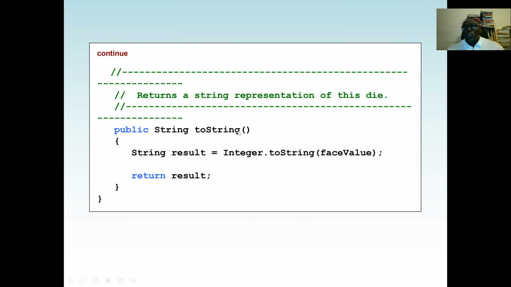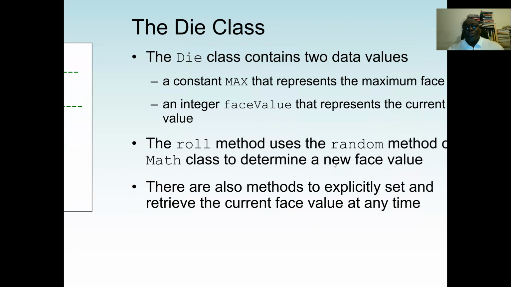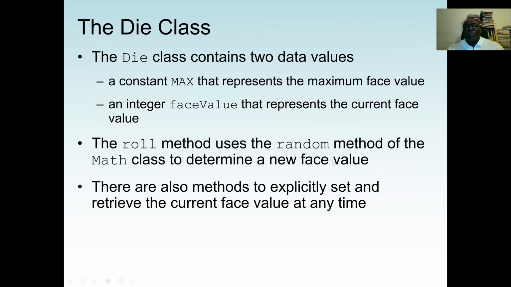So this method, we don't call it. When we have System.out.println, this will be automatically called. And what we need here is Integer.toString of face value. So the face value toString. So that's the die class.